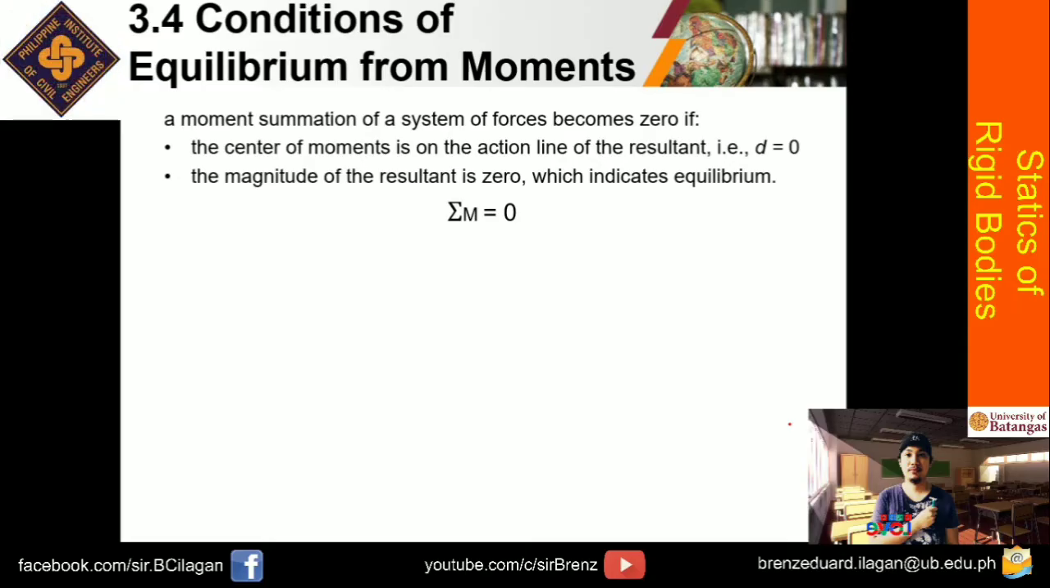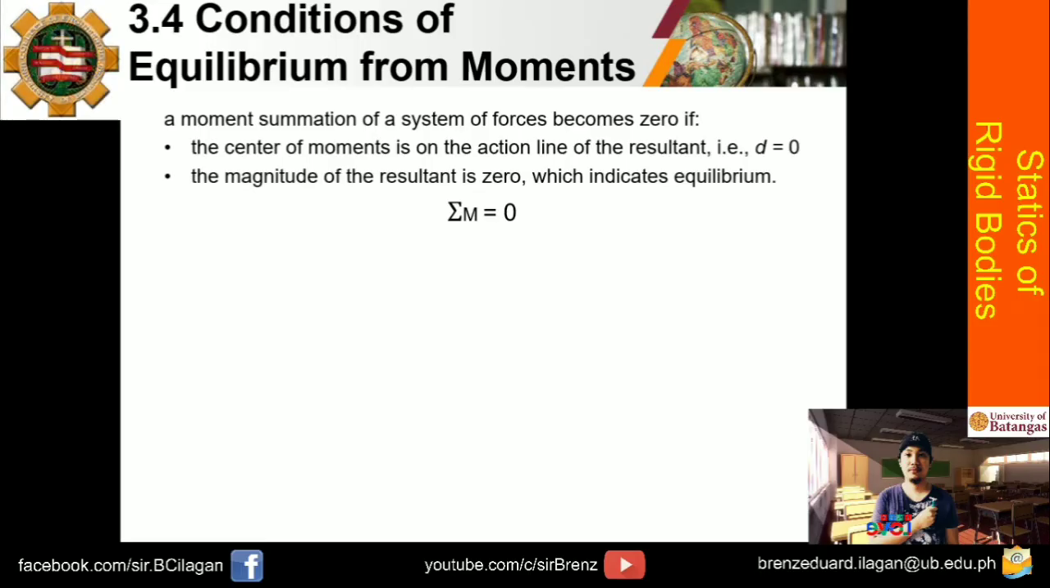Guys, the advantage of expressing equilibrium in terms of moment summation is that any particular force can be eliminated by taking moments about a center on its line of action. So ito guys yung principle, yung tinuro natin before, yung nag-eliminate ka or pumapatay ka ng component ng force. Okay? So i-apply rin natin siya dito sa topic na to. This method is especially useful when the force to be eliminated is specified in direction by its slope.